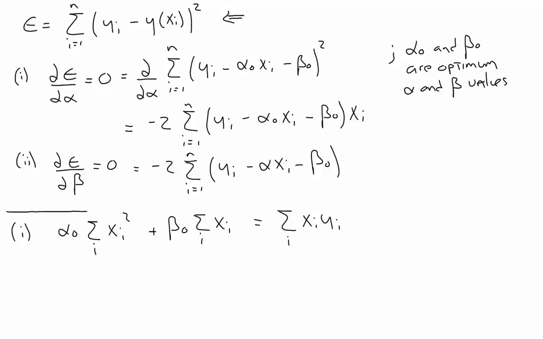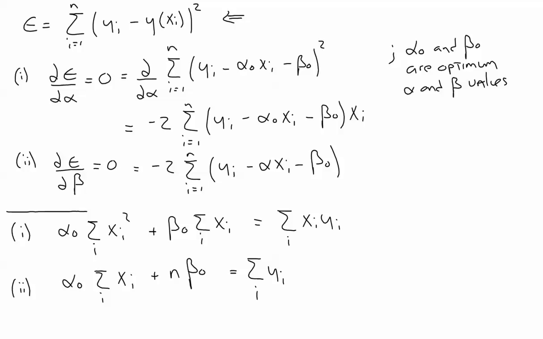Next thing is equation 2. This can be rewritten as alpha naught times the summation over i of x sub i plus n beta naught, and that will equal the summation over i of y sub i.